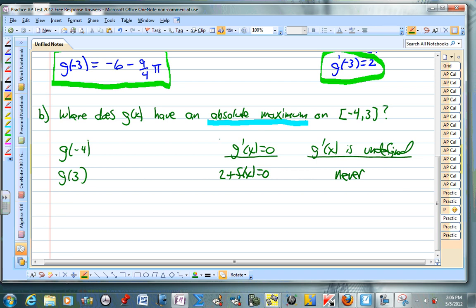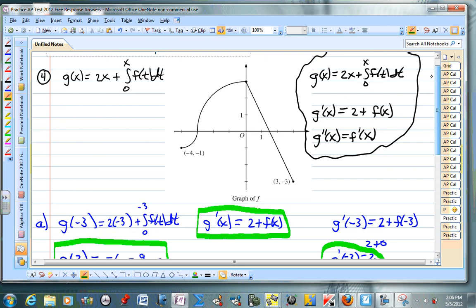Now, back to finding when G prime is 0. If 2 plus f is 0, that means we're looking to see when f of x is negative 2. So now let's come up here and look at the graph, and let's see. When does f of x equal negative 2? Well, let's see if we could figure this out. We've got a line segment. Our line segment goes from 0, 3 to 3, negative 3.